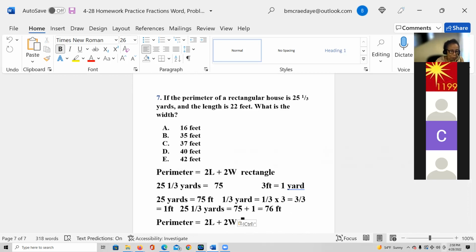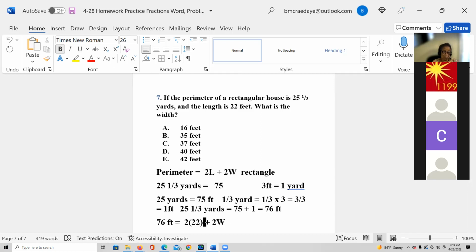All right. Now for perimeter, we converted our yards to feet and we got 76 feet, right? Now the length is what? What's the length, Mercedes? 22. So for L, we put our length, which will be times 22. All right. Now solve that. 76 feet is 2 times 22 plus 2W.